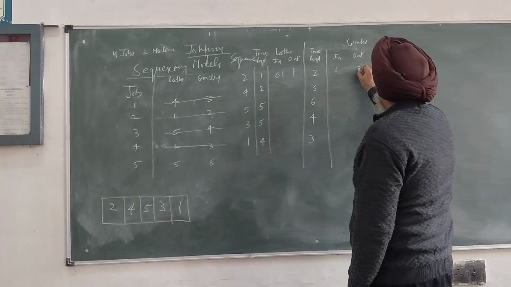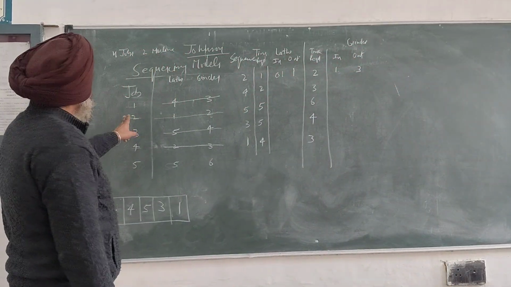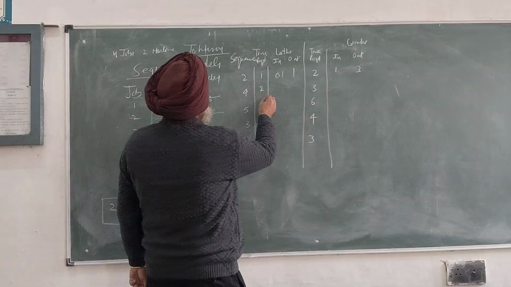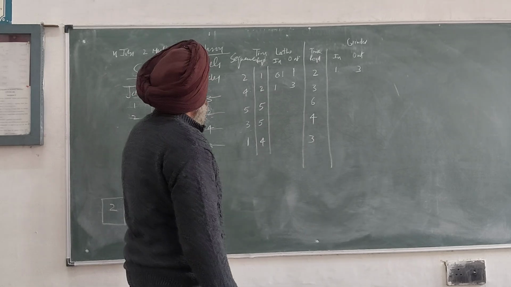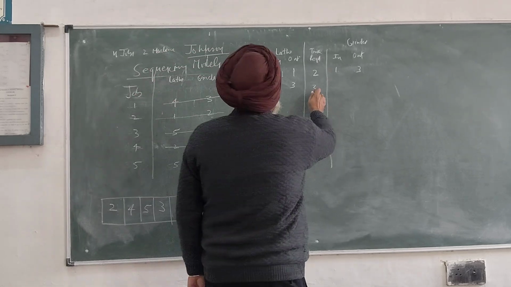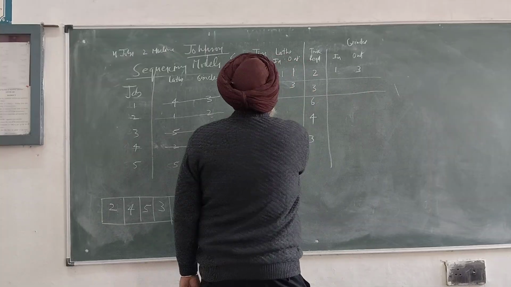Then it becomes 1 plus 2. 1 plus 2, 3 minutes. Clear? Again, 1 plus 2, this is 3 minutes. Is it okay so far? And here it is, look at here.